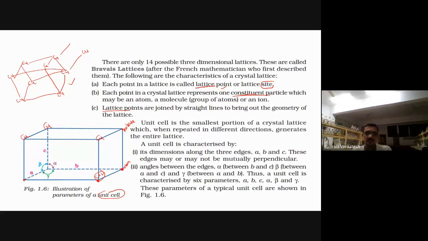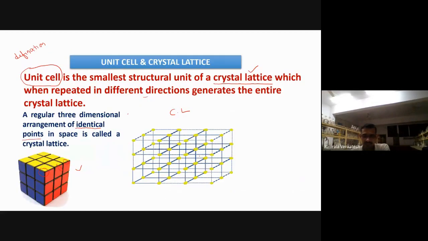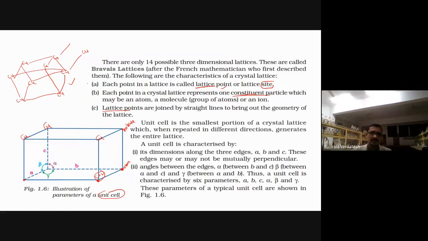Lastly, how did we get this crystal lattice? By joining all the lattice points with straight lines like this. After joining with straight lines, you got this type of structure. This you are calling the crystal lattice. All these points are joined together by straight lines like this. Understood? So these are the 3 points we are discussing.